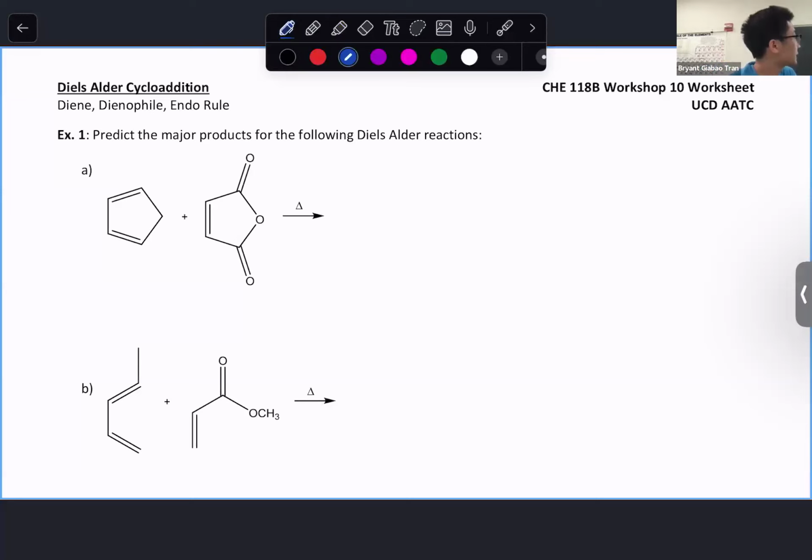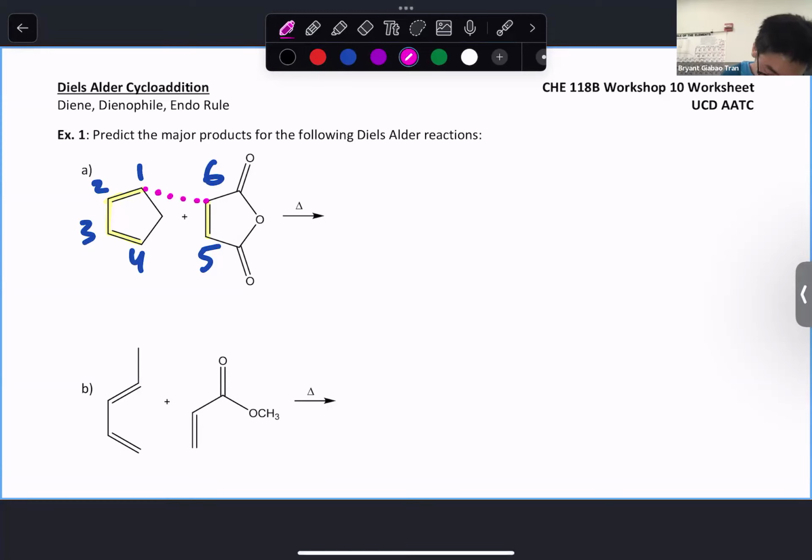So we first have to locate our diene and the dienophile. This highlighted portion here is our diene. This highlighted portion here is our dienophile. We can number this as 1, 2, 3, 4, 5, 6, right? The next thing I do is I draw the pocket between the diene and dienophile.